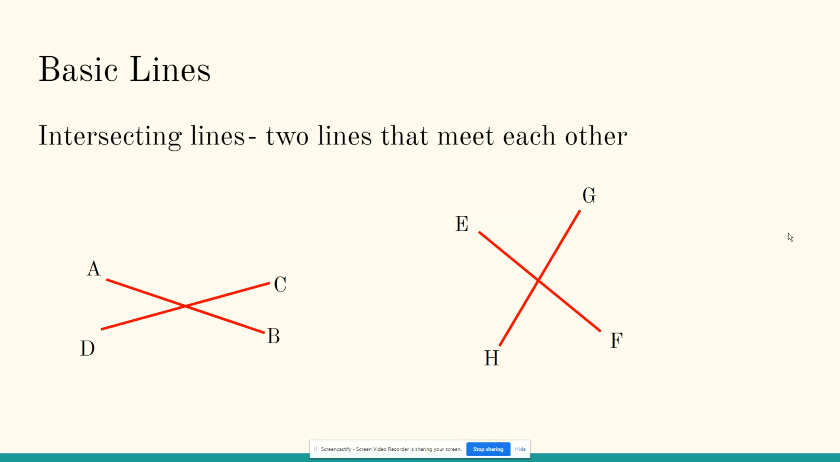Intersecting lines are two lines that meet each other. AB and CD meet at a certain point. EF and GH meet at a certain point also.